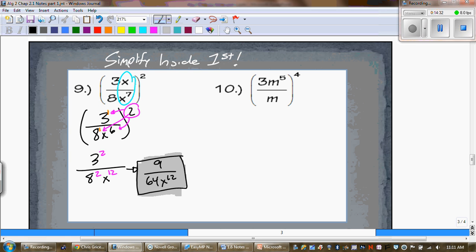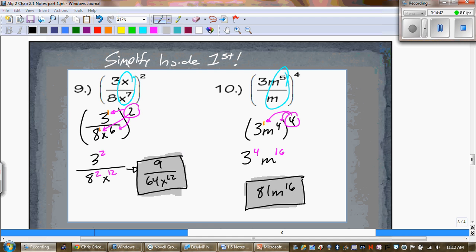Now 10, I want you to pause the video and see if you can do that one on your own. Good luck. Okay, and there's all your work. The m's, the top wins by 4, so everything on the bottom cancels out. And then we distribute that exponent. 3 to the 4th is 81, and 4 times 4 gives us m to the 16th.